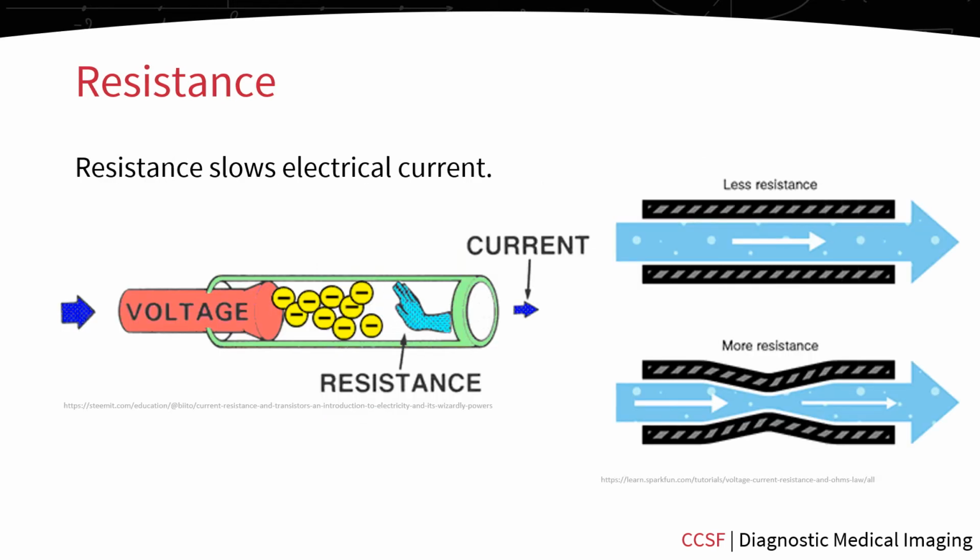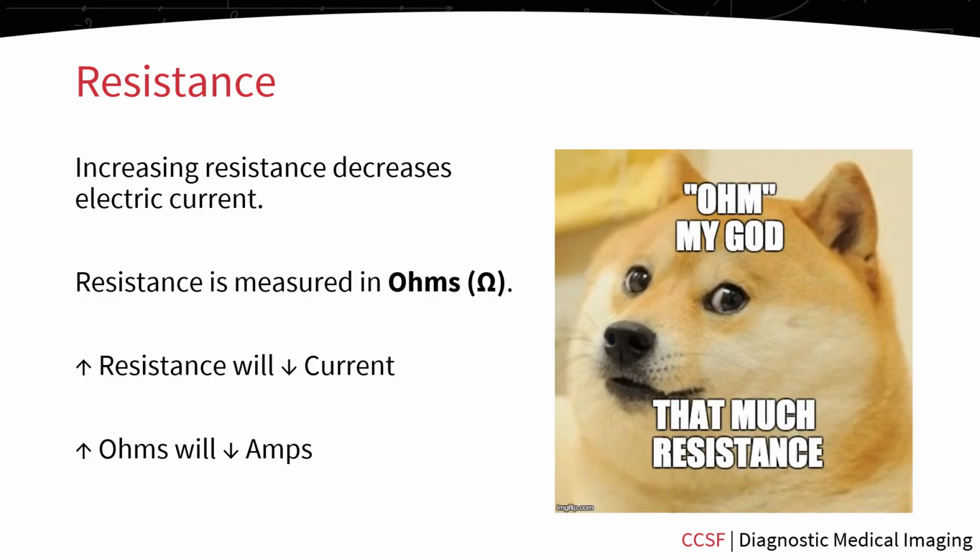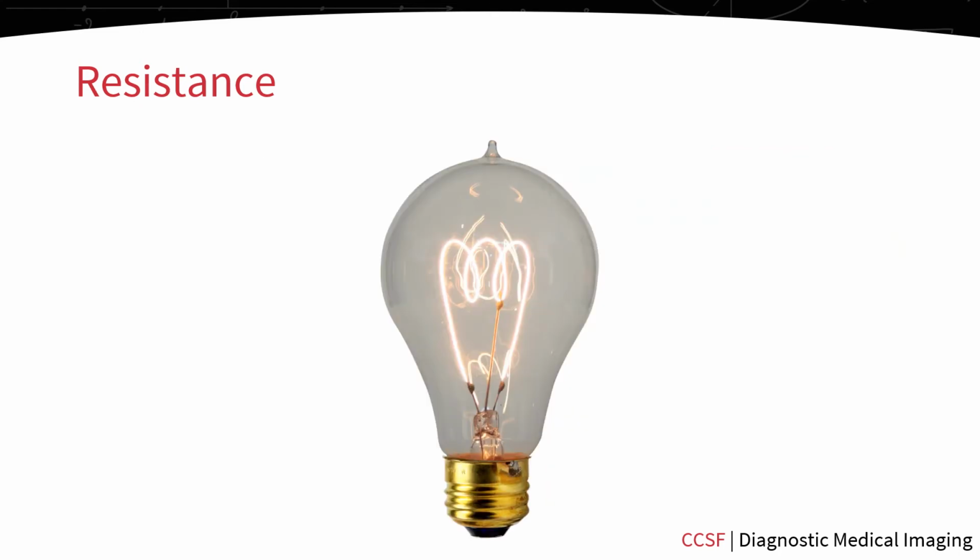Whereas an insulator prevents electron flow, resistance just slows the current. The more resistance you have, the slower the current will go. We're able to measure resistance in ohms. So as we increase resistance, we decrease current. And when we increase ohms, we decrease amps. The resistance in this coil of wire inside the light bulb is causing this light bulb to light.